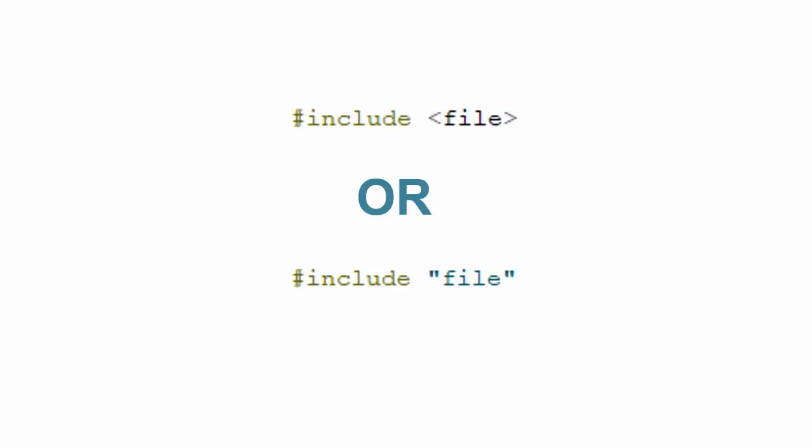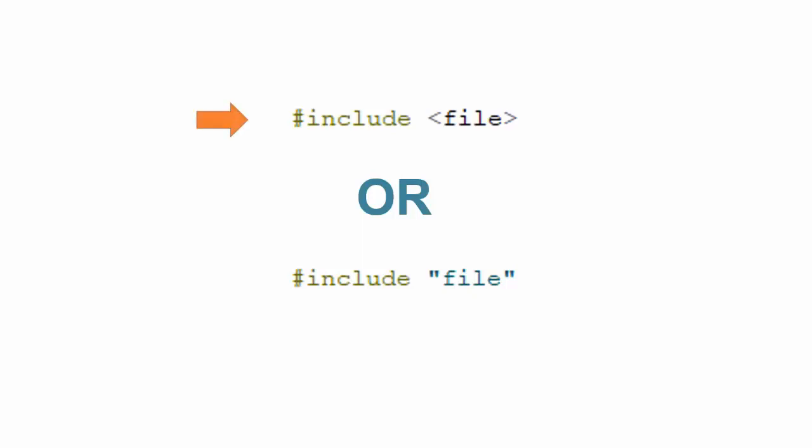This is probably the best known preprocessor directive. The reason is simple. It is used to include libraries. The exact syntax is as follows. The difference between the two is subtle and mainly comes down to where exactly the preprocessor searches for the file.